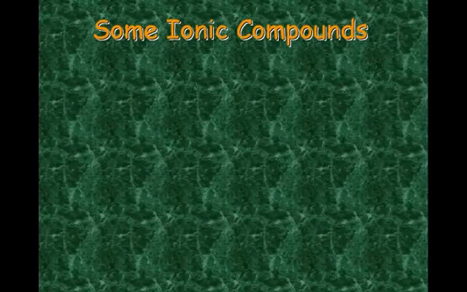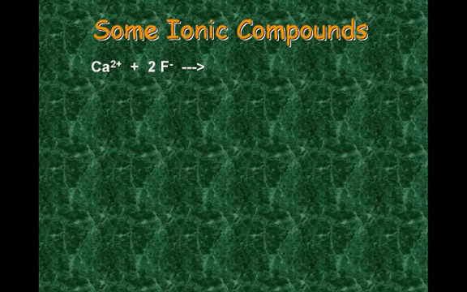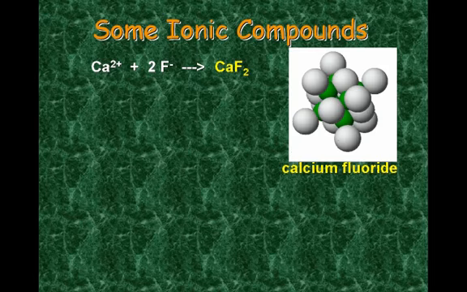So let's take a look at some specific ionic compounds. If we take calcium with a +2 charge and fluorine with a -1 charge, it takes 2 of those -1 fluorides to combine with the +2 calcium for there to be no net charge. So therefore the formula for calcium fluoride is Ca, there's just one of them, and then F2, meaning there's 2 fluorines.